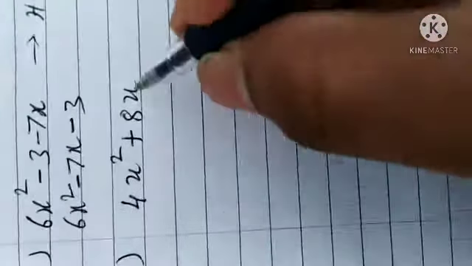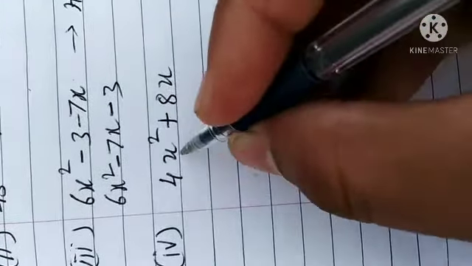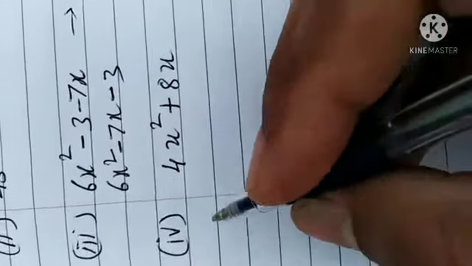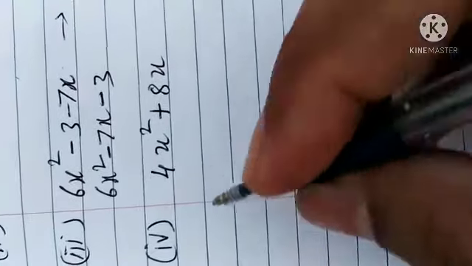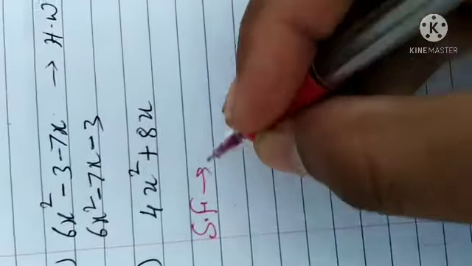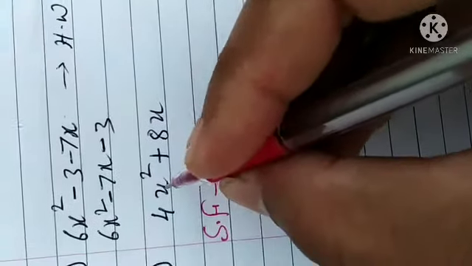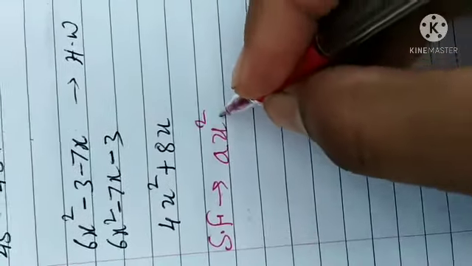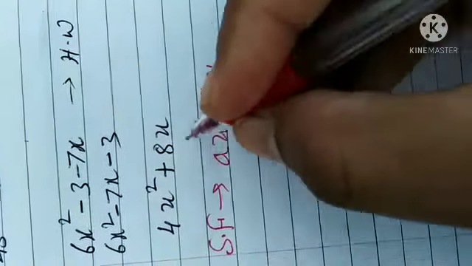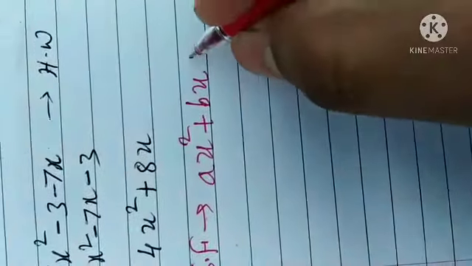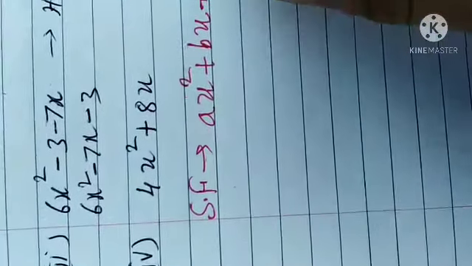Now the fourth part I am doing for you. 4u square plus 8u. So again we have to do it like the first part. First you write the standard form. See, as I taught you, how do we write the standard form? Here x is not there, this is u, so write here u square. A u square plus b u, because in the place of the variable we are using u, and plus c. This is the standard form.